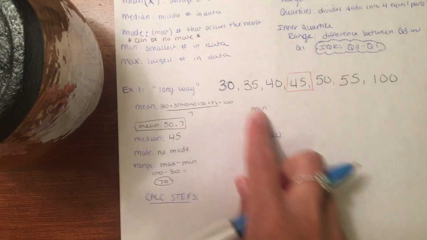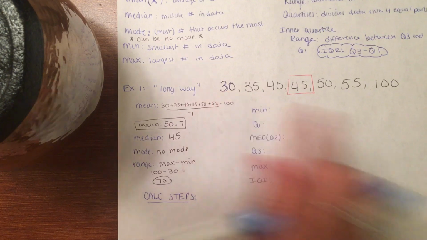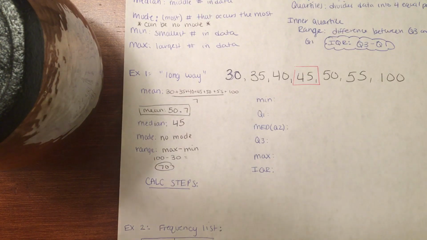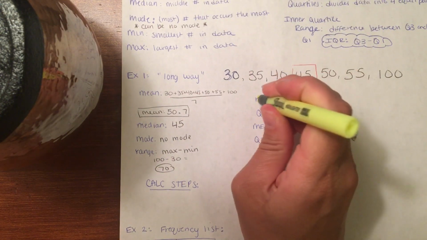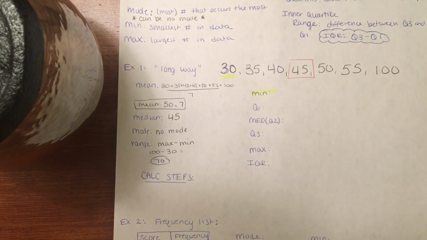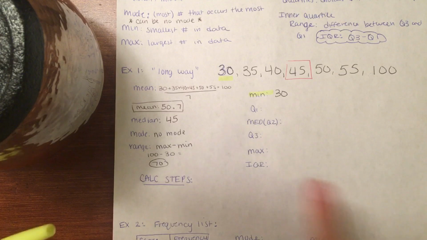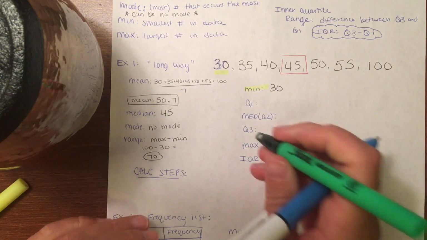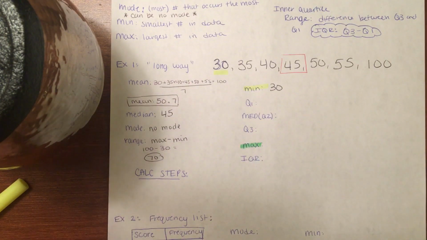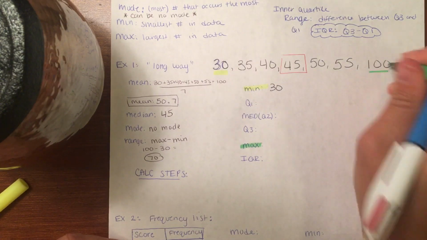Your minimum is the smallest number in the data. Okay, so I'm going to get some highlighters so that we can start highlighting some stuff. Your minimum is the smallest number. It's going to be 30. I'm going to get the max next. So I'm going to jump around a little bit here. Your max number is the highest number, so it's going to be 100.